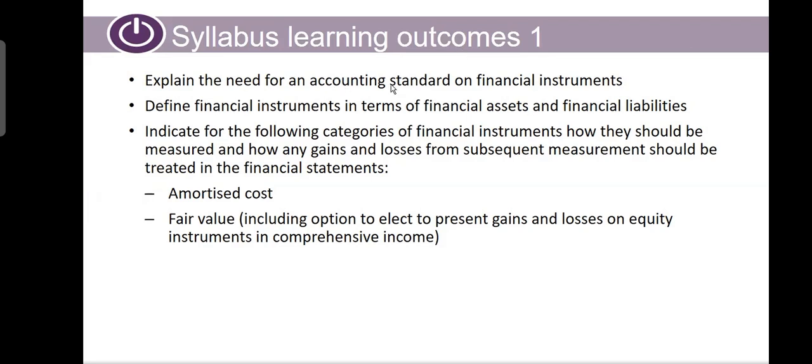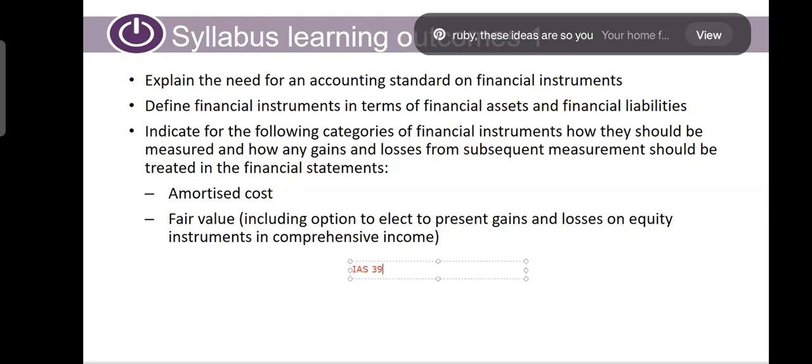Explain the need for an accounting standard. The only thing I would like to say here is that whenever a new standard comes in, definitely the old standard has some limitations. The old standard has some shortcomings, and that is the reason the new standard comes in. So we understand that there was definitely something wrong with IAS 39, and that's why they cancelled that standard and brought the new one.